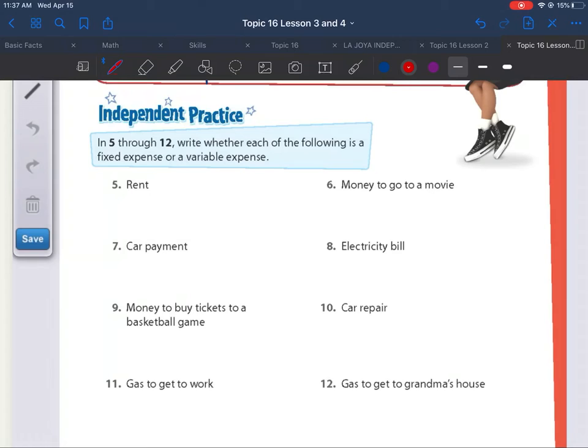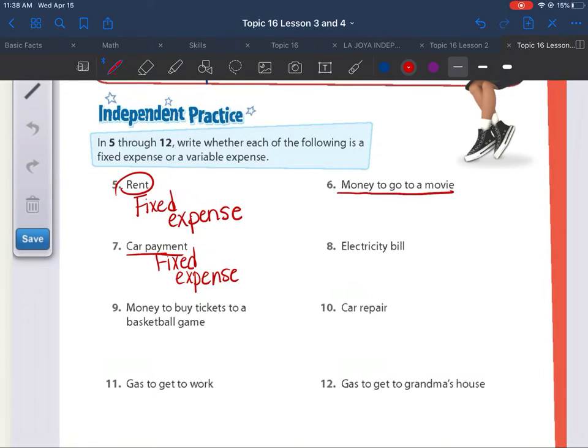Numbers 5 through 12. In 5 through 12, write whether each of the following is fixed or variable. Rent, that one's an easy one. This is going to be a fixed expense. It is paid regularly every single month. Car payment, fixed expense. We pay it very regularly every single month. Number 6, money to go to the movie. Do I always go to the movies? No, this is going to be a variable expense.